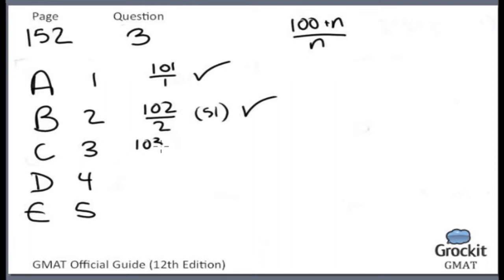103 divided by 3. One of the easy tests to determine whether a number is divisible by 3 is to add up all the digits. If those digits add up to a number divisible by 3, then the whole number is divisible by 3. 1 plus 0 plus 3 is 4. 4 is not divisible by 3.